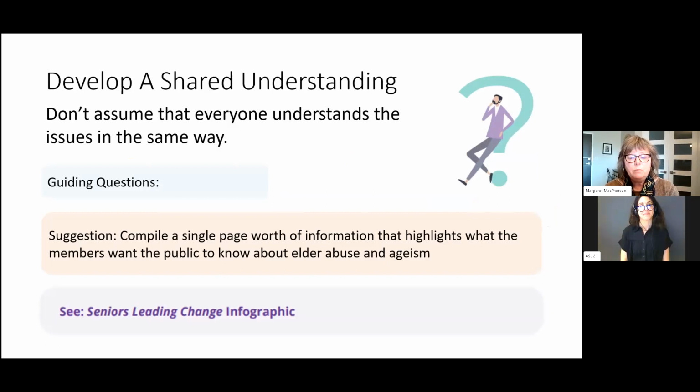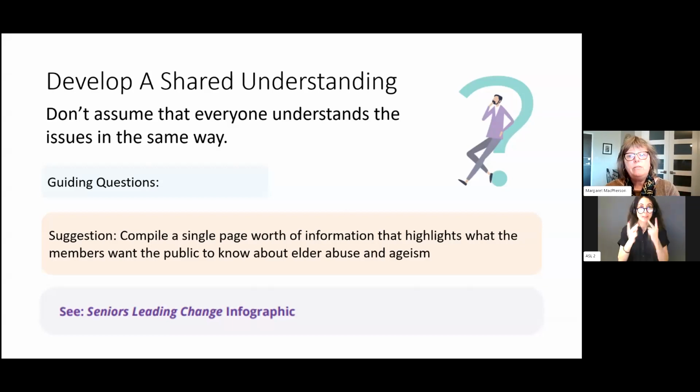This is a really important piece. When you look at other countries and the work they're doing around violence prevention, this is fundamental: you can't assume that everyone has the same understanding of issues. A way to get yourselves onto the same page about what the issues are in your community, how you want to talk about them, how you think about them, is to sit and talk about elder abuse and ageism as it shows up in your community.